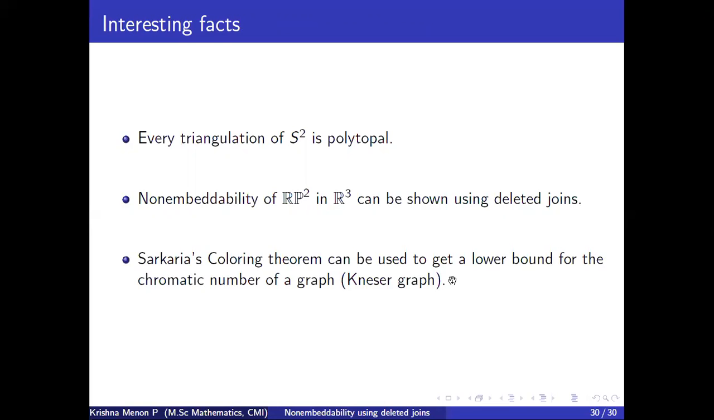And we used Sarkaria's coloring theorem to get a lower bound for the Z2 index of the deleted join using a graph. But in fact, you can flip this on its head and use it to get a lower bound for the chromatic number using the Z2 index of a graph. Essentially, you can show that these are lower bounds for certain graphs called Kneser graphs. But in fact, every graph is a Kneser graph, so this is a bound for all graphs. Yeah, so that's it.